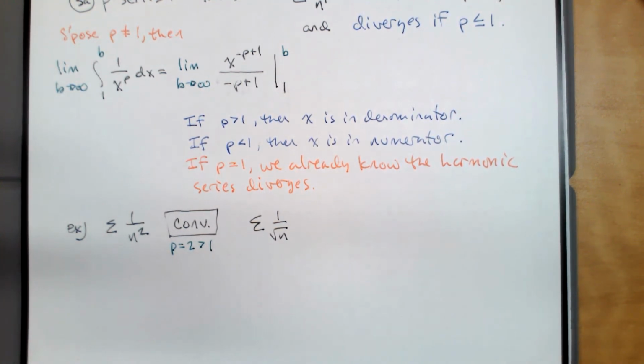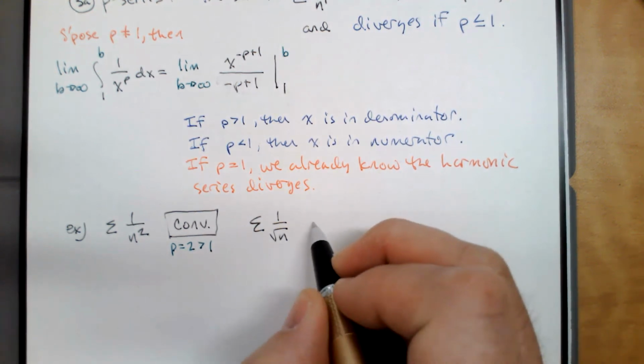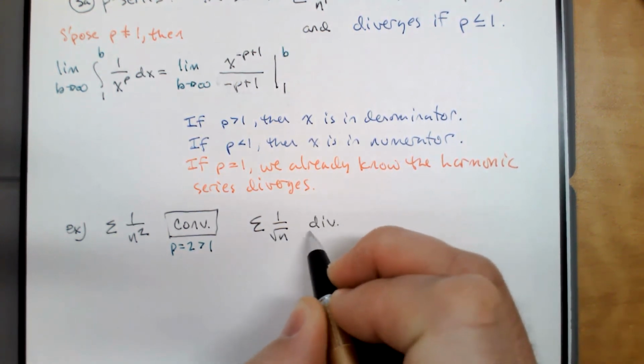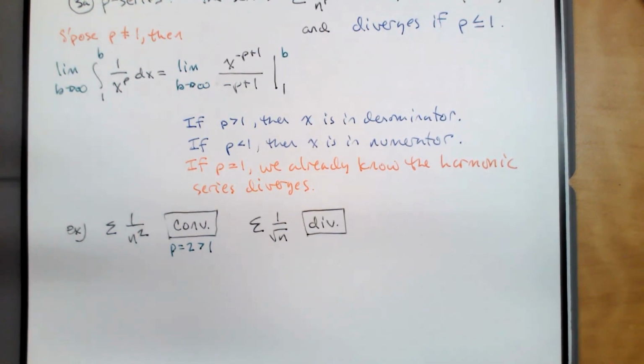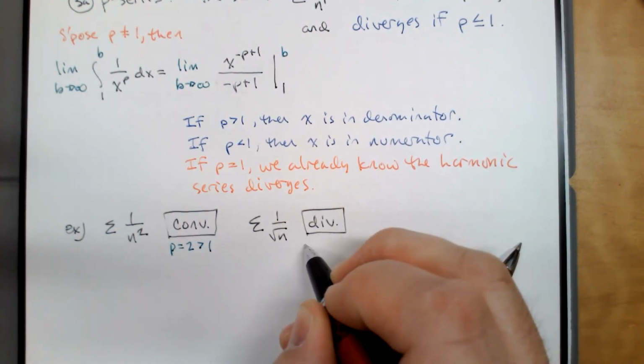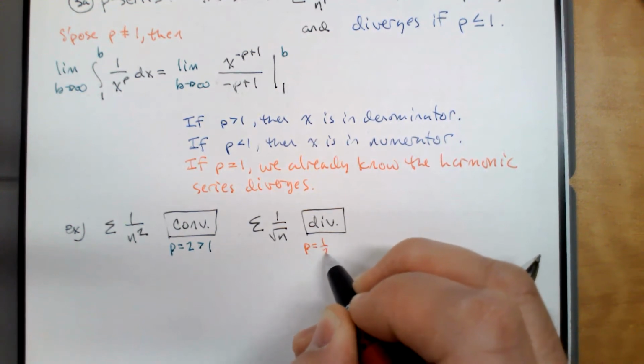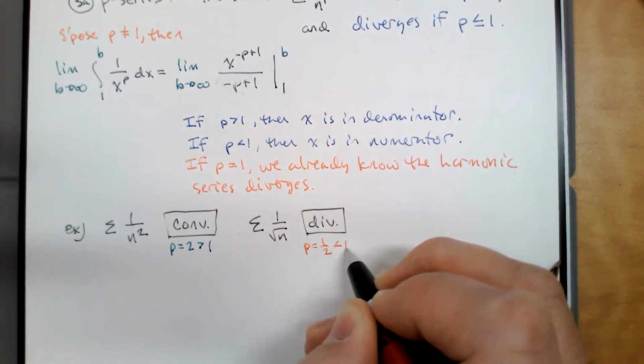The series 1 over the square root of n, this one will diverge. And here, because p is equal to 1/2, which is less than 1.